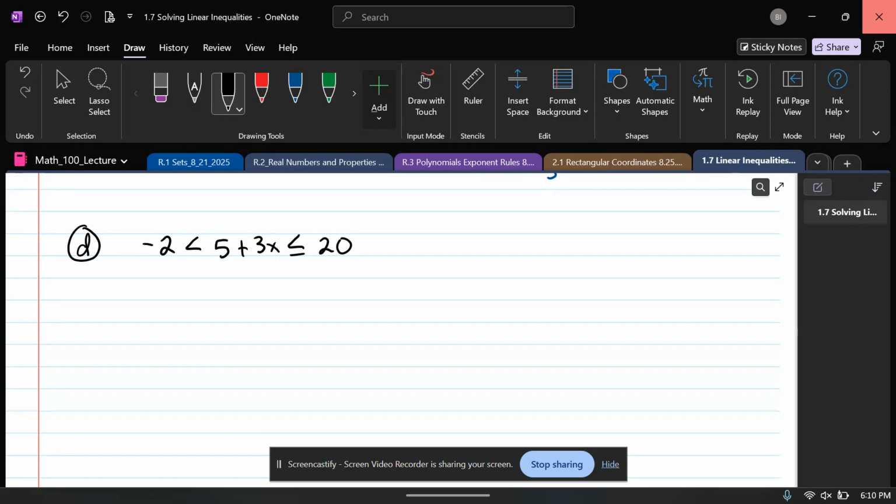So the first step here is going to be get rid of the 5. I'm going to subtract 5 from the middle. But if I subtract it from the middle, I gotta move it outside on both ends. So I'm subtracting 5 on both ends. Whatever happens in the middle happens on each end. That cancels out the 5. I get a -7 over here is less than 3x is less than or equal to 15.